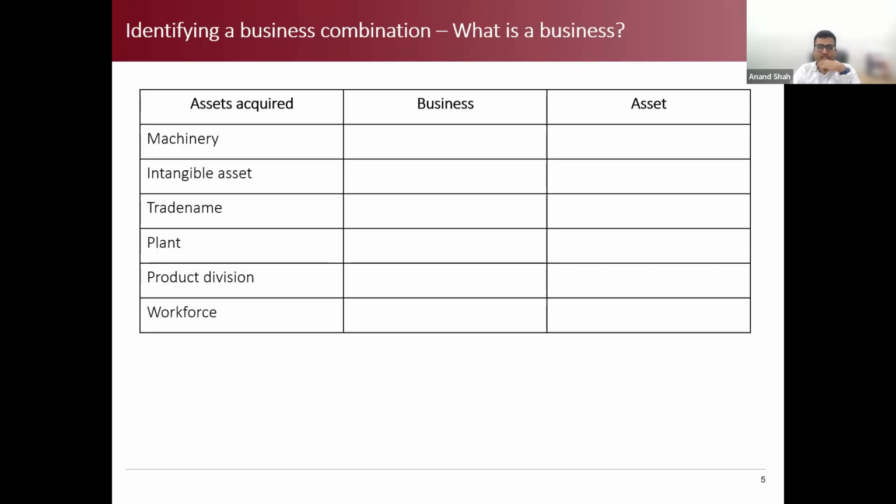So machinery, I think everyone agreed it's an asset. Intangible, most likely an asset, depending on the nature of the intangible. I think I put in a wrong example. A trade name by itself should be an asset. When I say plant, I mean, let's say, a factory in a particular location. That essentially would be a business, because you're not only acquiring those assets, there are certain processes in place where any other acquirer could just source raw material and generate an output. So the plant becomes a business.